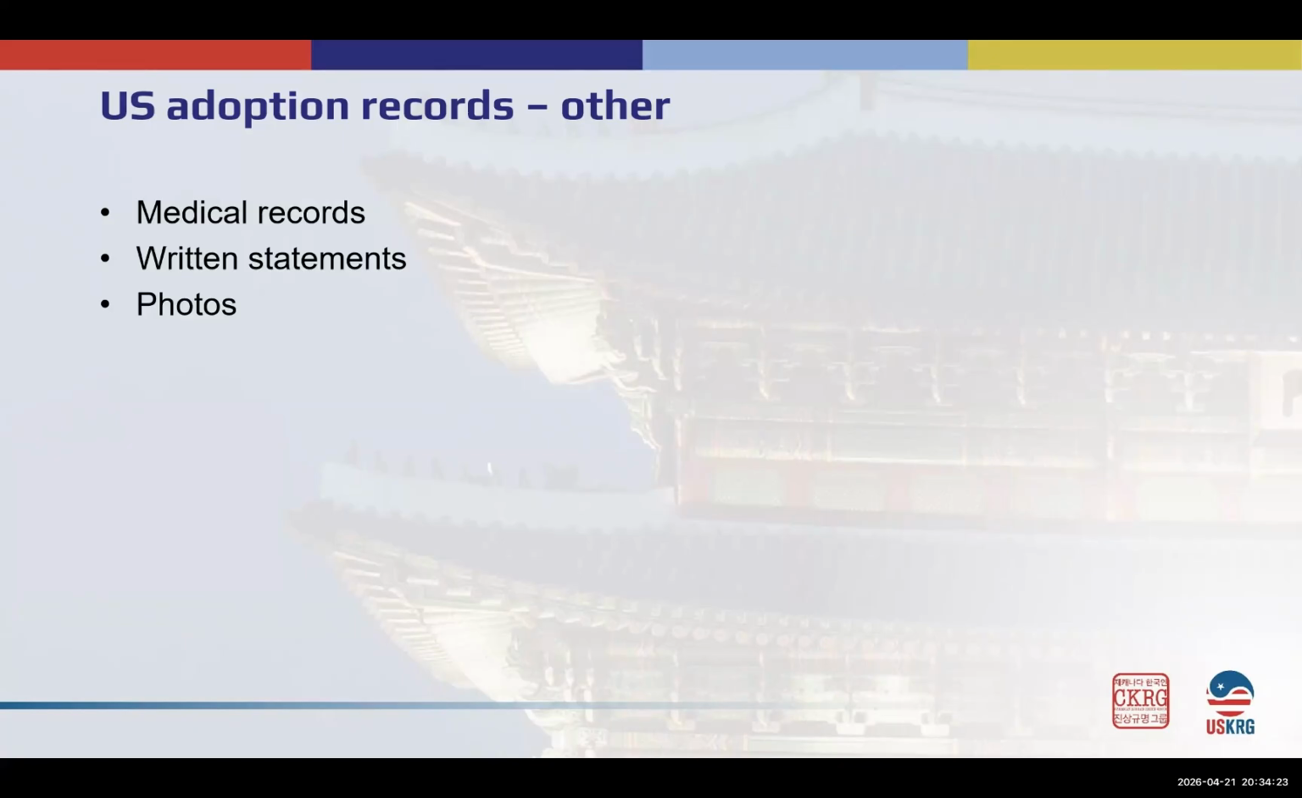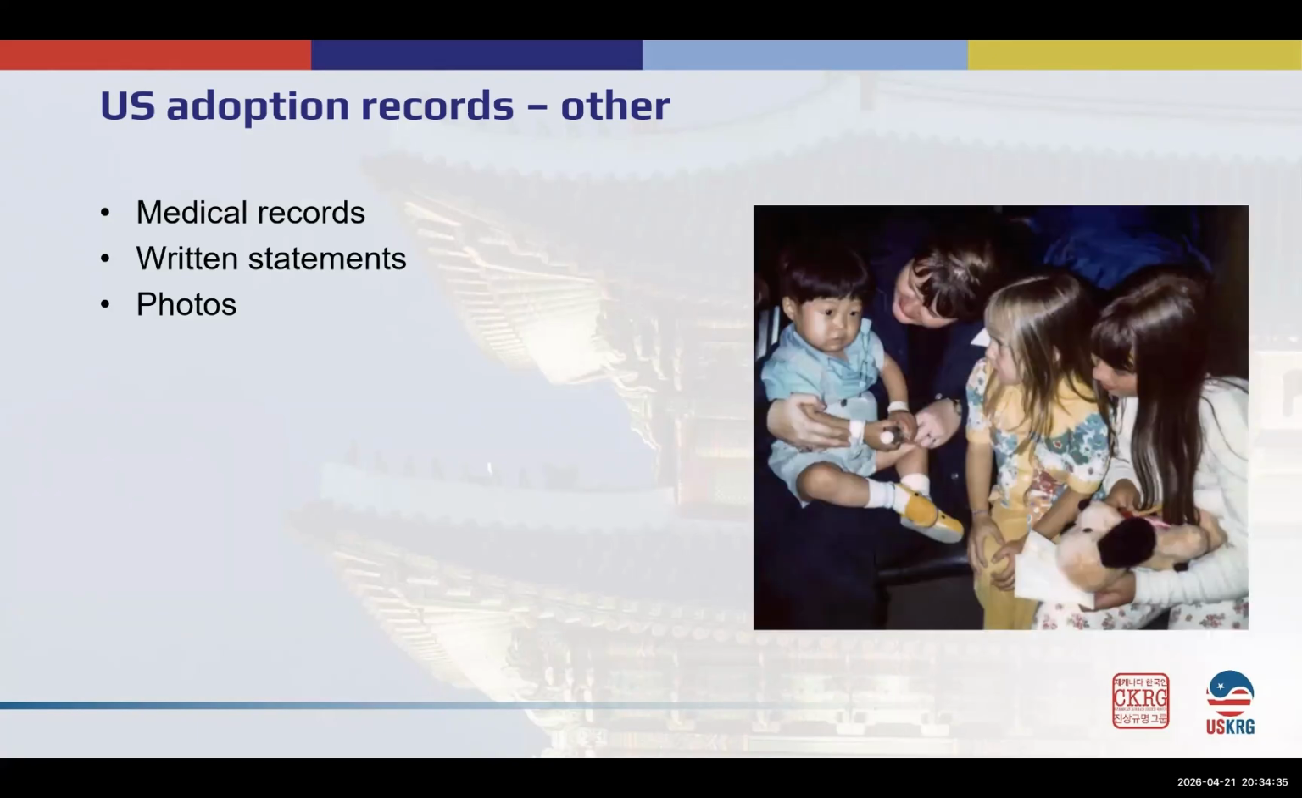But then there's written statements as well by, let's say, your adoptive parents or anybody else that might be able to attest to some of the facts. And then finally, don't underestimate this one, photos. So this is a picture of me on my arrival to the US. And what you'll notice in that picture is that both of my wrists are bandaged.